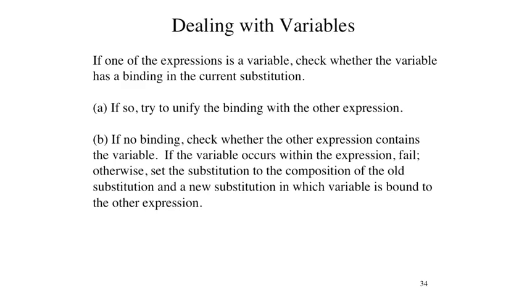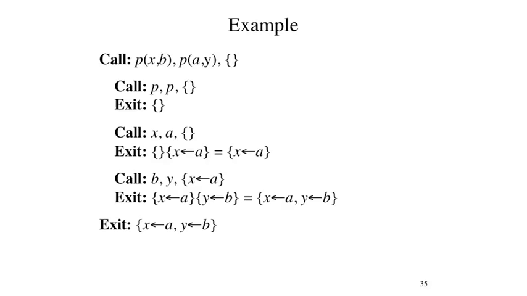Okay, now what about the case where at least one of the expressions is a variable? In this case, we first check whether the variable has a binding in the current substitution. If so, we try to unify that binding with the other expression. If there's no binding, we can give it a binding, but first we check whether the second expression contains the variable to which we're binding it. If the variable occurs within the expression, we fail. Otherwise, we set the substitution to the composition of the old substitution and a new substitution in which we bind the variable to that second expression. This will all become a lot clearer when you look through some examples.